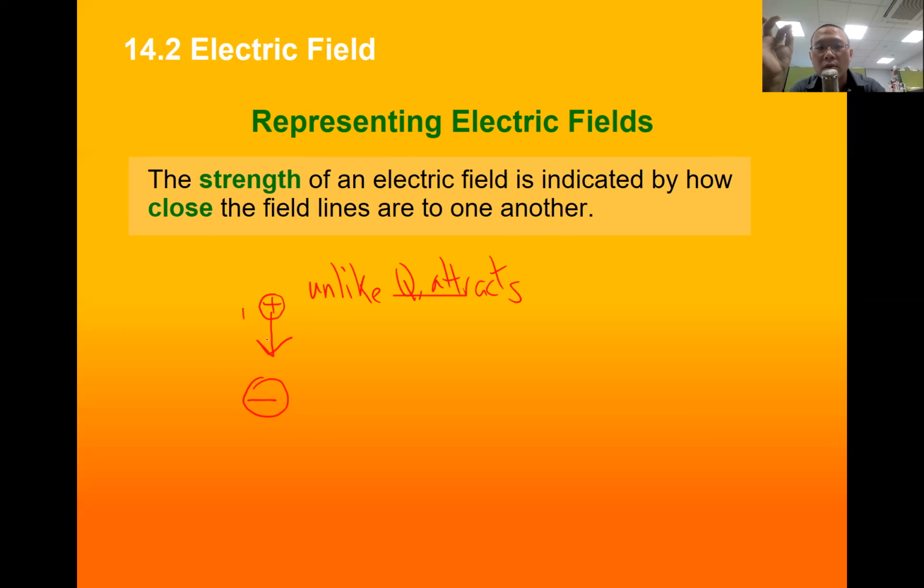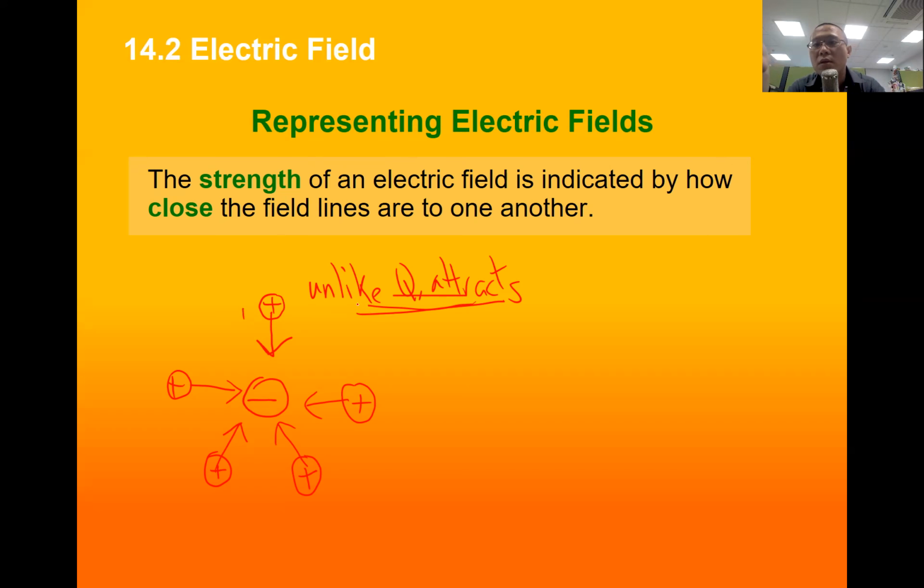Now I take another test charge and bring it to another location, let's say here, a positive test charge. After that, I let go. You'll find that the positive test charge will fly to the negative charge because unlike charges attract. If I do it for different locations, I will have multiple arrows, all having the same pattern whereby they point towards the negative charge.